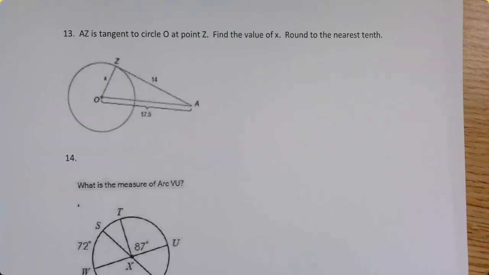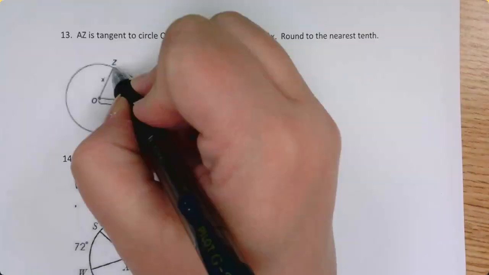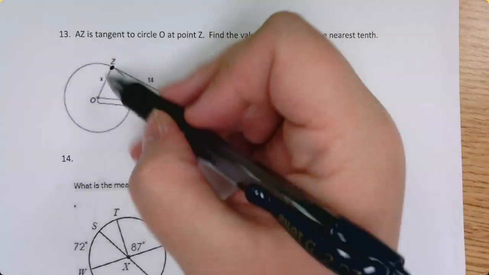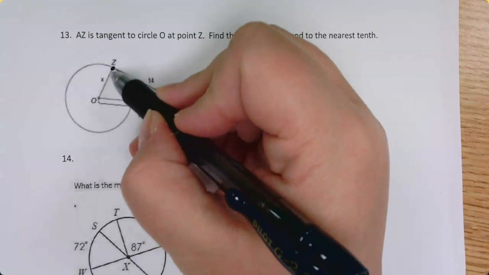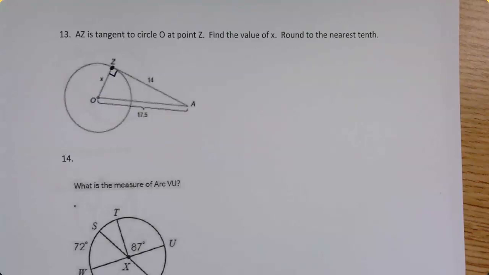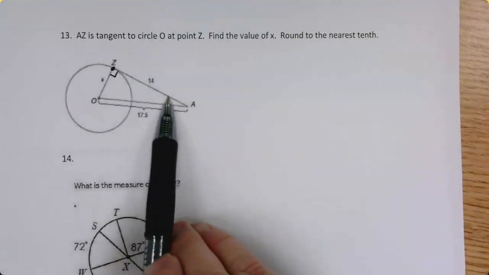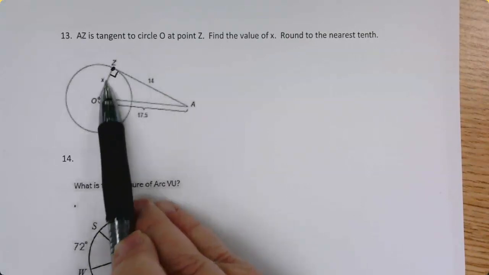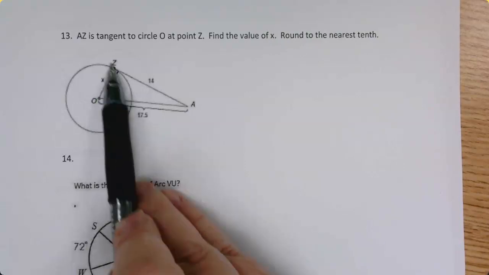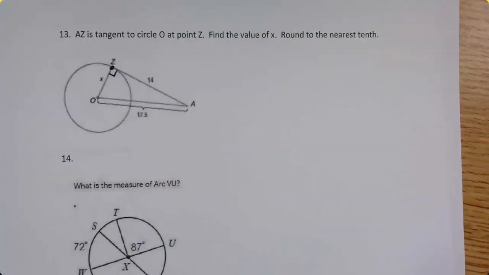All right, number 13 is telling me that AZ is a tangent. So that tells me automatically that at point Z, the point of tangency, AZ, if it's a tangent, has to be perpendicular to the radius. This is a radius right here. So this has to be a right angle. There is always a right angle at the point of tangency where the tangent meets the radius. So if you have a radius drawn, it's always going to be perpendicular to the tangent at the point of tangency. So that means I have a right triangle.